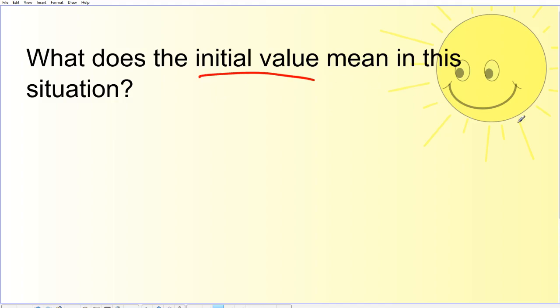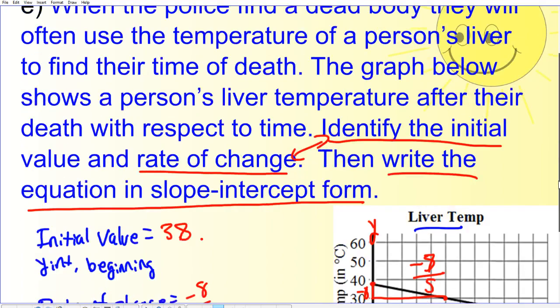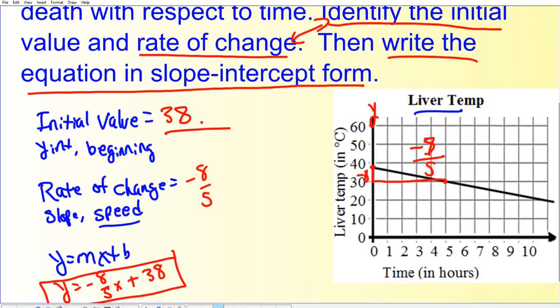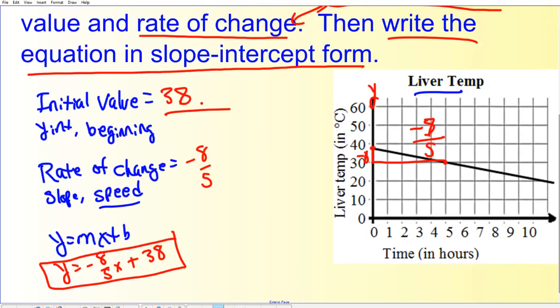What does the initial value mean in this situation? So let's go back. Initial value, we said, was 38. What does that number 38 mean? Well, it's the value at the beginning of the problem. It's the liver temperature at time 0 after death. So that's the person's body temperature as soon as they've died, or you could also say somebody who's alive.